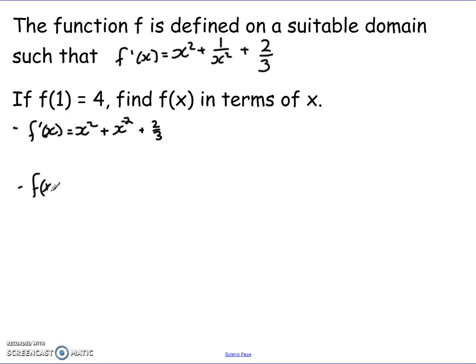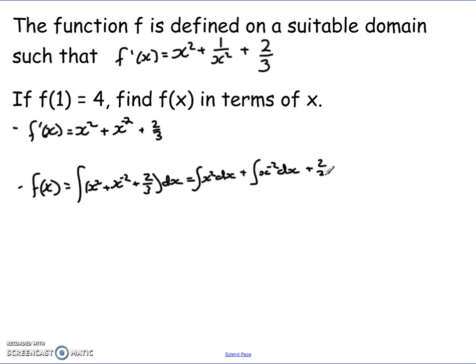We then know that f of x equals the integral of that f dashed of x. So it's the integral of x squared plus x to the negative 2 plus 2/3 dx, so with respect to x. So each term on its own, integral of x squared dx, plus the integral of x to the negative 2 dx, plus the integral of 2/3 dx.